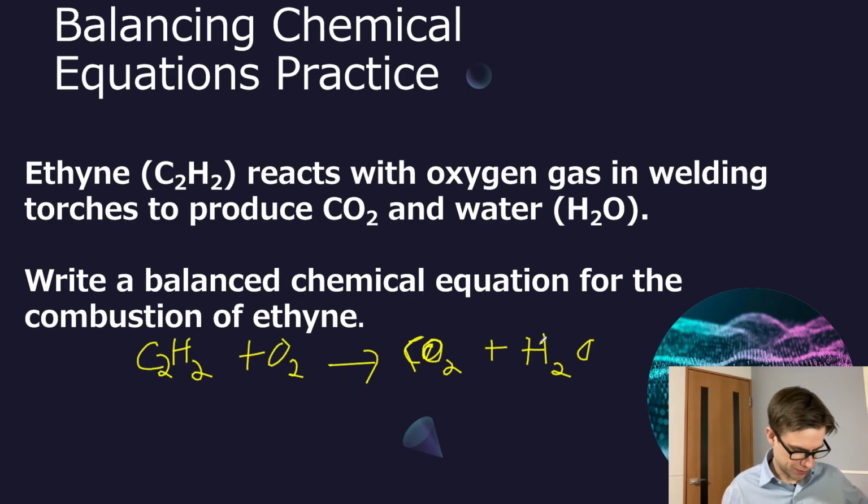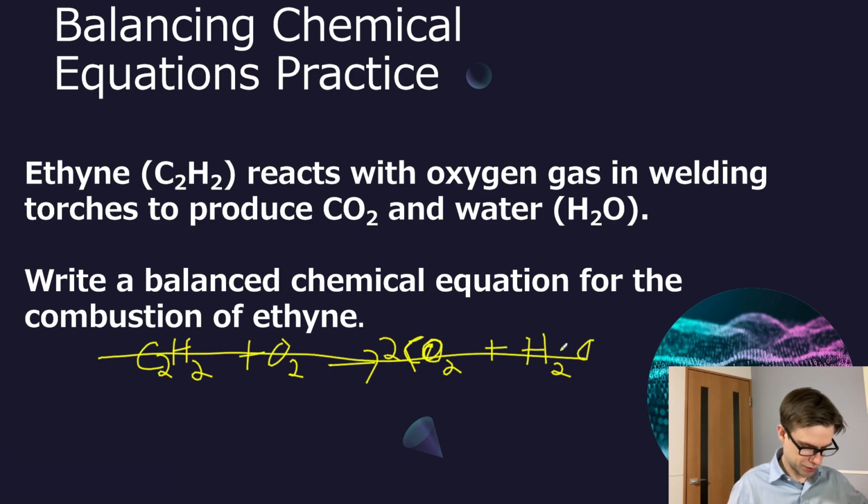So start with balancing the carbons. We'll need at least 2 of that CO2. Then the hydrogens. It's already balanced, but when we get to the oxygens, we might run into this problem again. We've got 5 on the right and then O2 on the left. It's going to create a fraction. So I'll rewrite this and multiply everything by 2.